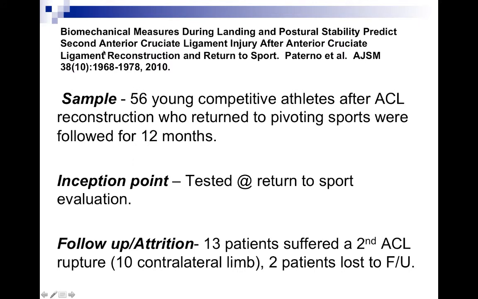So we can apply that to this study design. We recognize that the sample was drawn from an existing database, so there are 56 young competitive athletes who were all returning to pivoting sports following their ACL reconstruction. So it doesn't meet the definition of the sample. It's very defined, but it doesn't cover much of a spectrum. So that's essentially why it's a level 2 study, because of the lack of a representative sample.